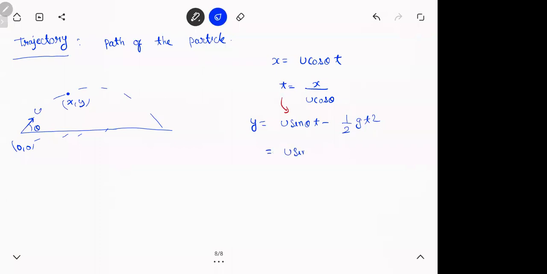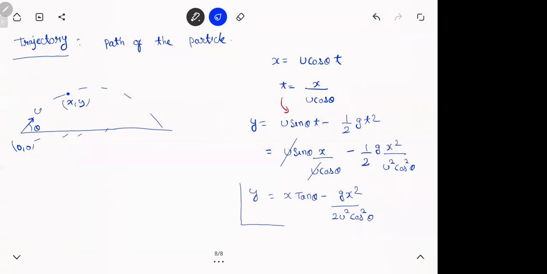We get u sin theta into x by u cos theta, minus half g x square by u square cos square theta. I simply substitute time in the equations. u gets cancelled here. That will be x tan theta minus g x square by 2 u square cos square theta. We will write all the formulas in one page in the end. This is called the equation of the trajectory, and this is the derivation. HSC will ask you to derive the trajectory of a projectile motion, and then you need to do only this.